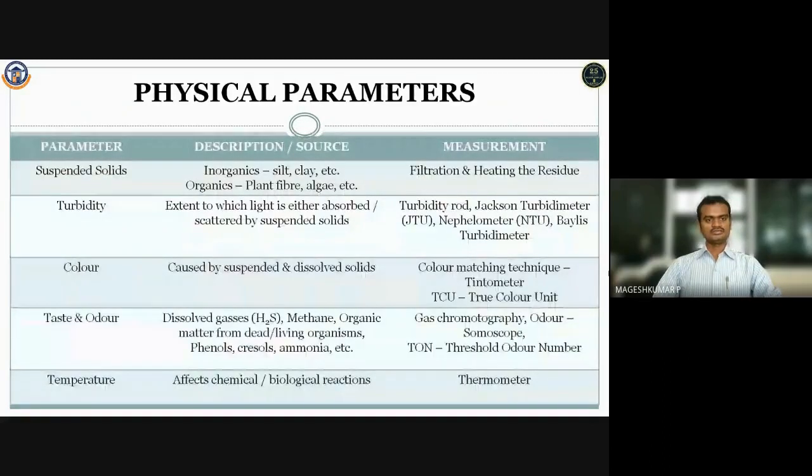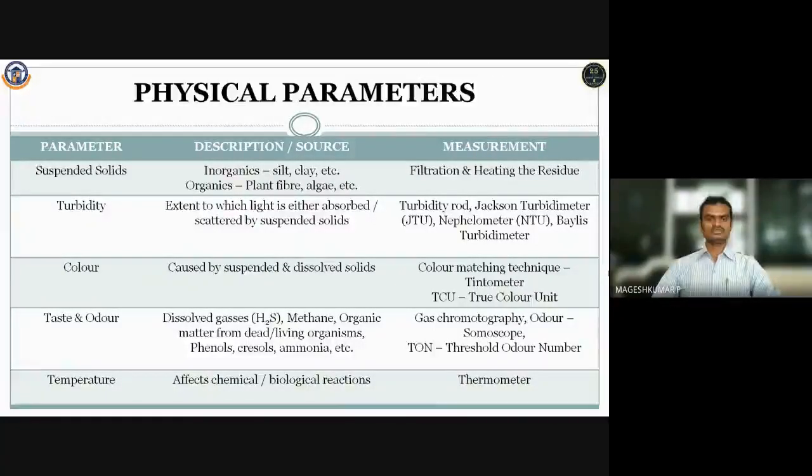Here you can see the different parameters and their description or source of the parameters in water and how we can measure the parameter. First, the suspended solids. Suspended solids are caused by inorganics and organics. Some inorganics are nothing but silts, clay, etc. And plant fiber, algae. These are all the organics contributing to the suspended solids in water. And we can filter the water, heat the residue, then weigh the residue. Thereby we can find out the suspended solids concentration in water or wastewater.